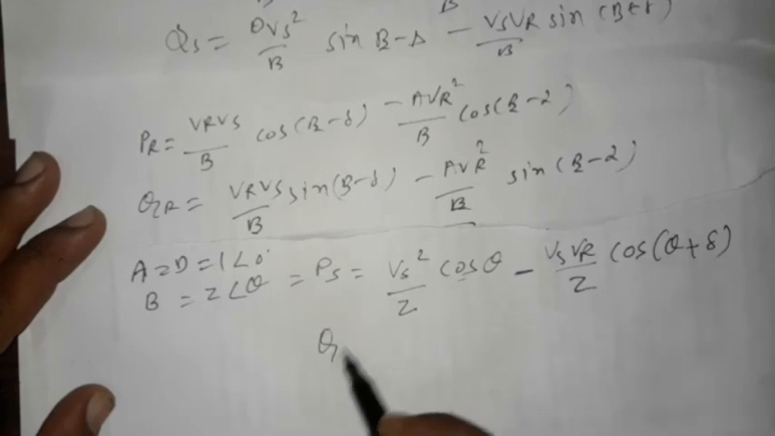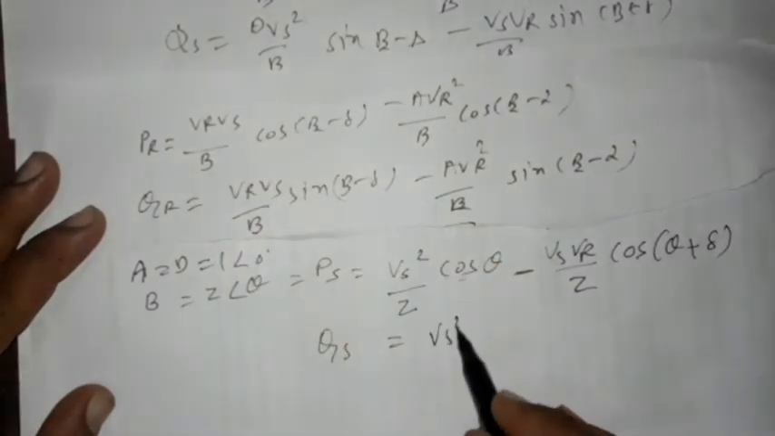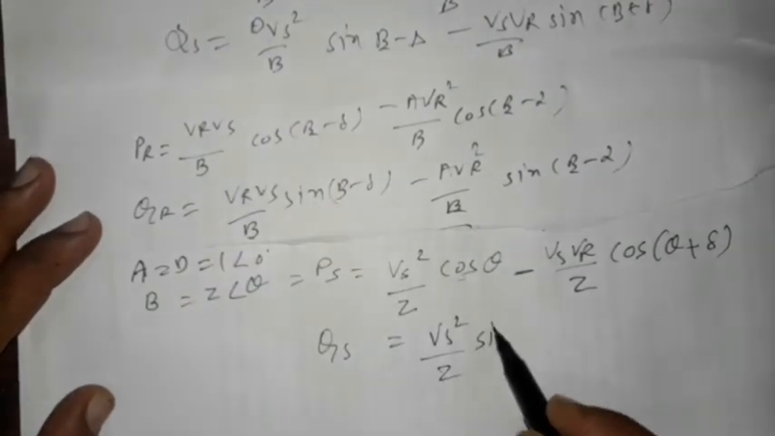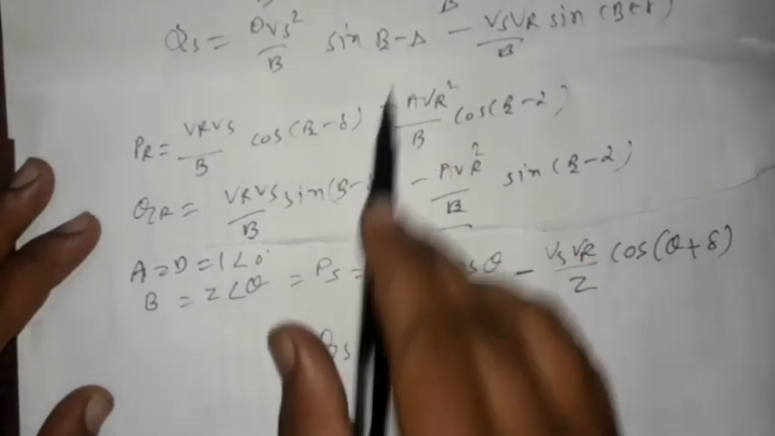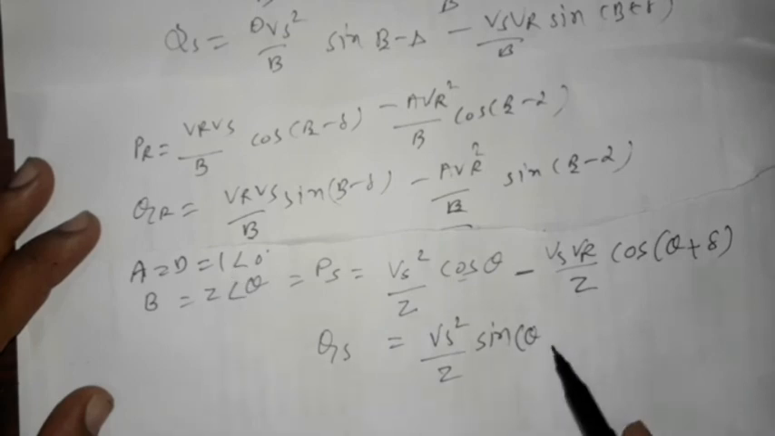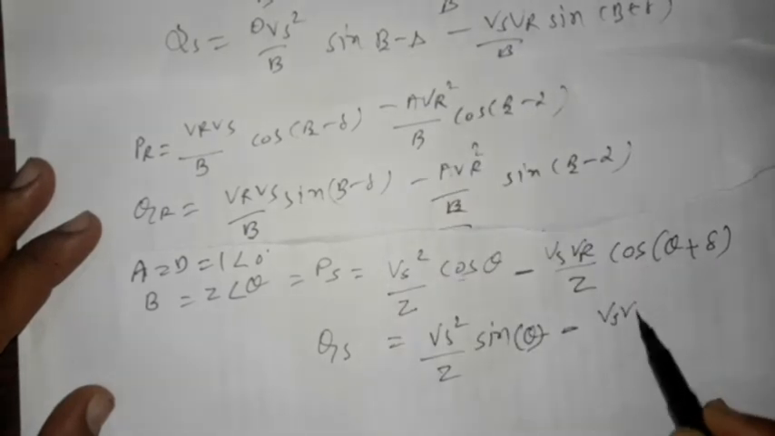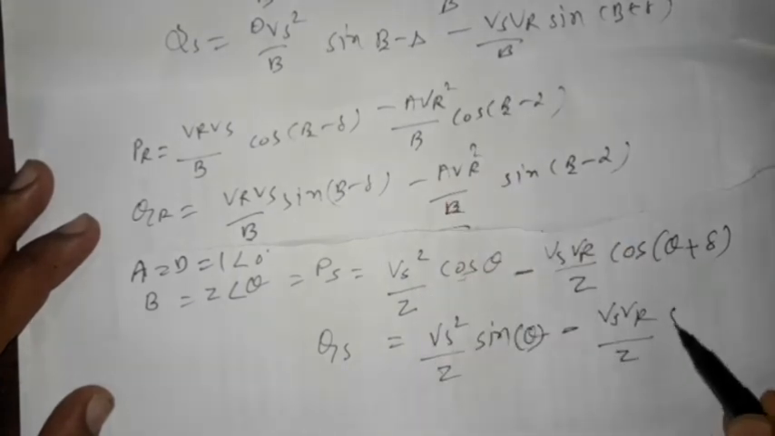Now we write for Qs. For Qs, D is equal to 1, so Vs square, beta we take Z, now sine beta is equal to theta, delta we take 0, so minus 0, so sine theta, minus Vs into Vr upon B, B is equal to Z, and sine theta plus delta.